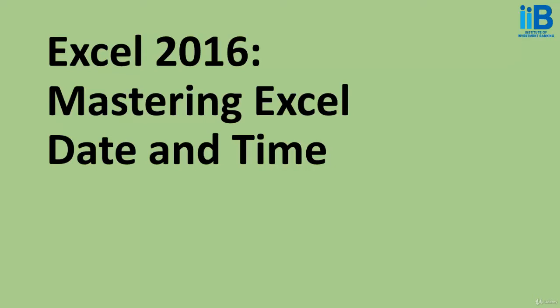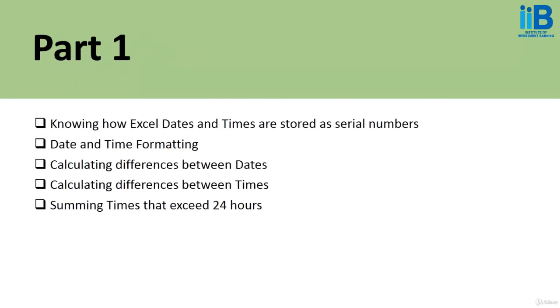So let's get started. This course is divided into two parts. Part 1 has 5 subtopics. In that we will see how Excel dates and times are stored as serial numbers. We will see how to format date and time. We will see how to calculate differences between two dates and differences between time. And finally, we will see how to add or sum a total of time entries that exceeds 24 hours.